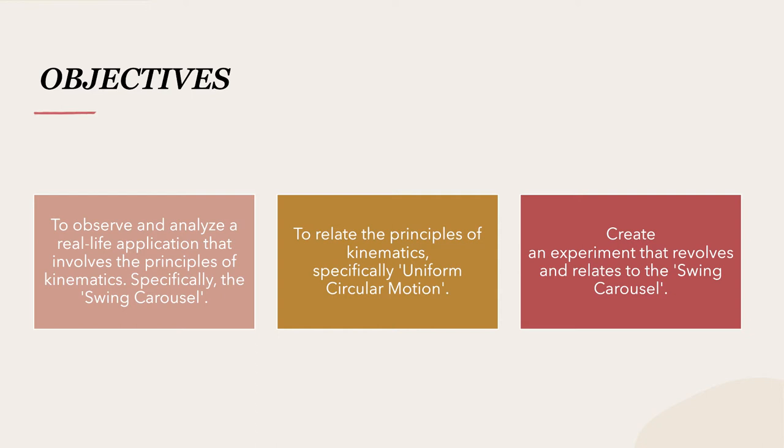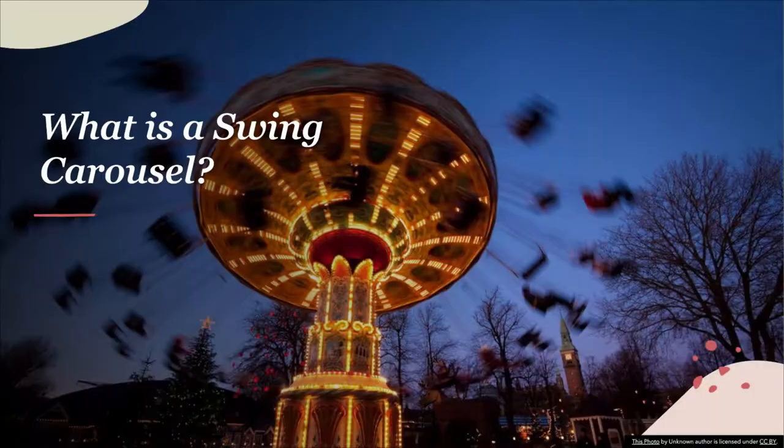The objectives of this video are to observe and analyze a real-life application that involves the principles of kinematics, like the swing carousel, to relate the principle of kinematics, specifically uniform circular motion, and to create an experiment that revolves around and relates to the swing carousel. So, what is a swing carousel?